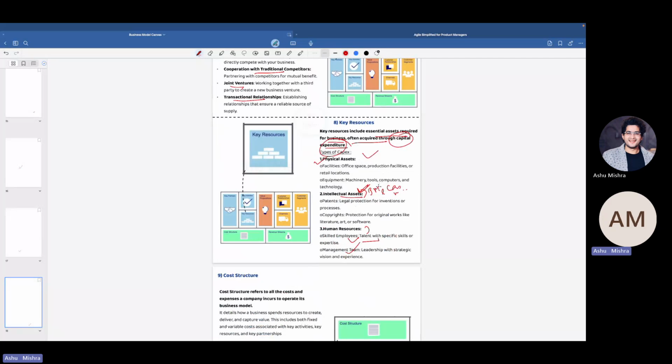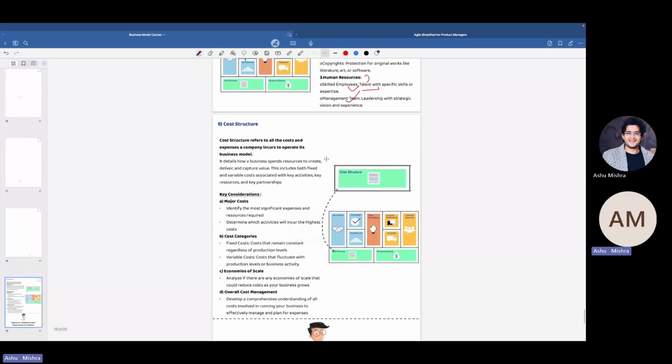However, there are many others also, guys, right? Now last but not the least, let's come to the cost structure, guys. Now what is cost structure? Cost structure refers to all the costs and expenses a company incurs to operate its business model. So guys, we talked about value proposition, channels, customer segments, right? Key activities, key resources. However, there is a cost attached to everything, guys, right? And revenue stream minus cost structure is what gives us profitability, guys, right?